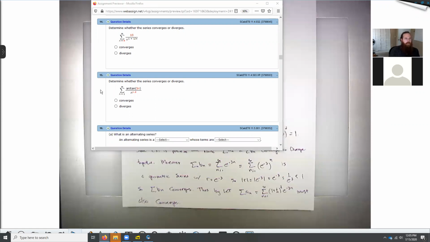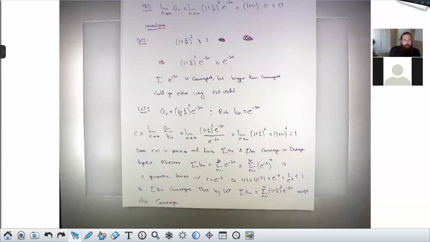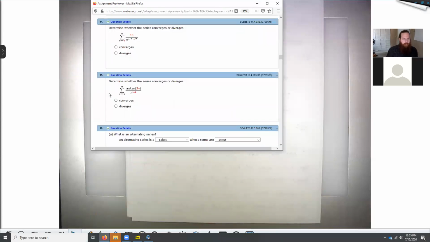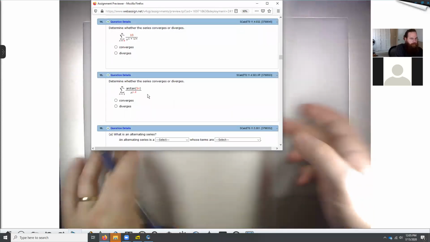Morgan asks, in LCT, it says that AN and BN have to have positive terms. It means that you can't have any negatives. AN has to always be positive. BN has to always be positive. So most of the series we've looked at so far have only positive terms. But some series, like some geometric series we've looked at, have both positive and negative terms. So it just means that AN and BN themselves must always be positive. You guys chose 15. So let's look at 15.